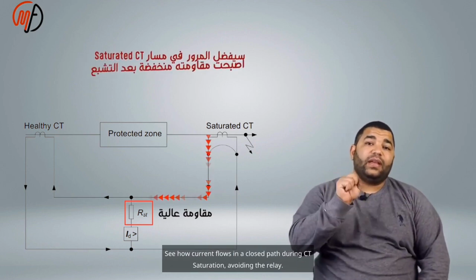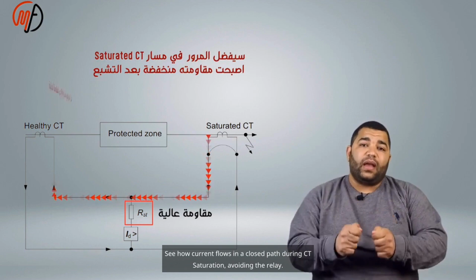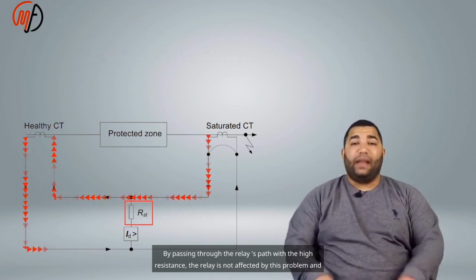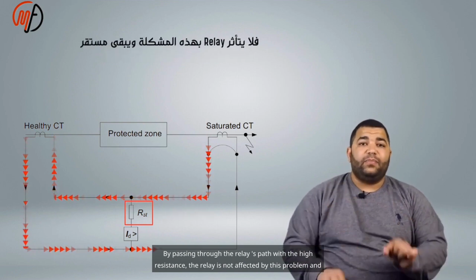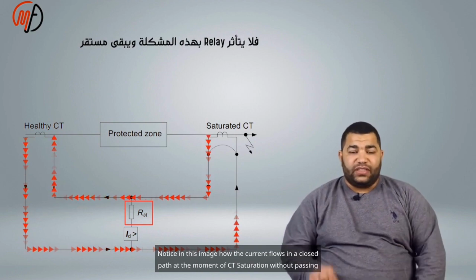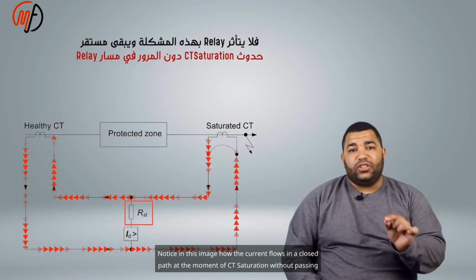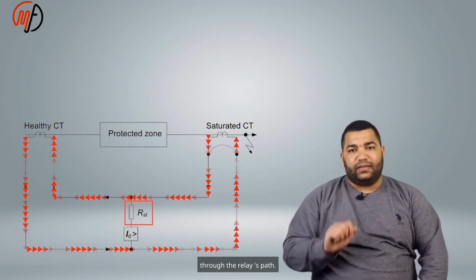See how current flows in a closed path during CT saturation, avoiding the relay. By passing through the path without the relay's high resistance, the relay is not affected by this problem and remains stable. Notice in this image how the current flows in a closed path at the moment of CT saturation without passing through the relay's path.